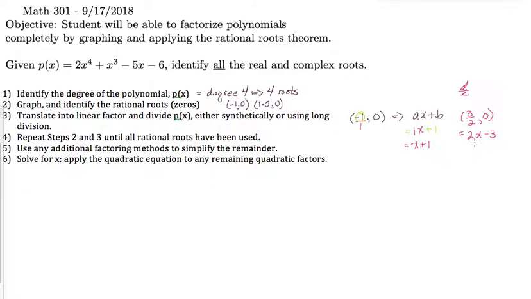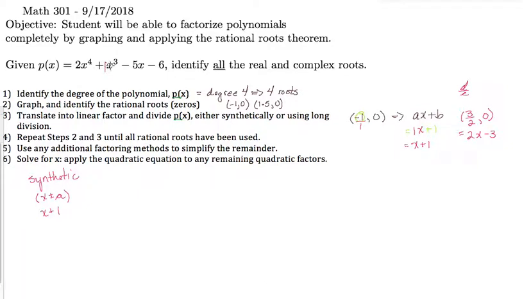Let's first remember the rules for synthetic division. In general, you want to use a divisor of the form x plus or minus some number a. In this case, we have x plus 1, so this works really well. So what we'll do is write out the coefficients of our polynomial.